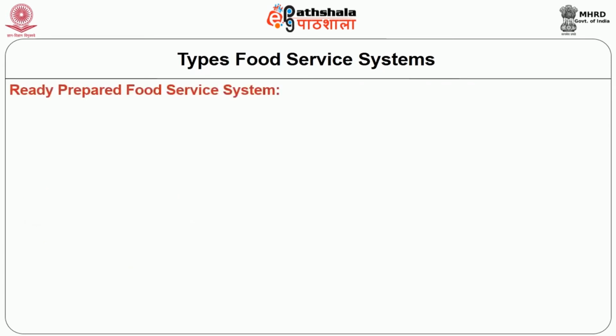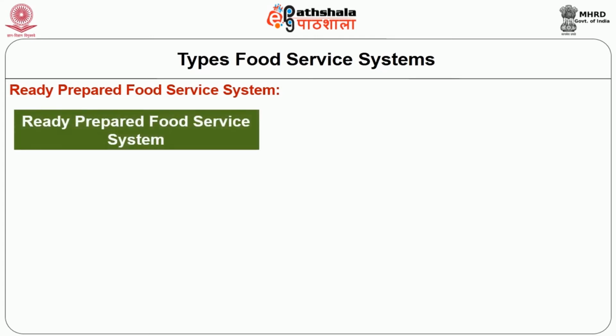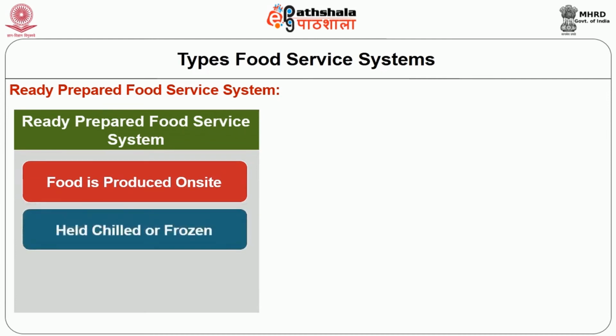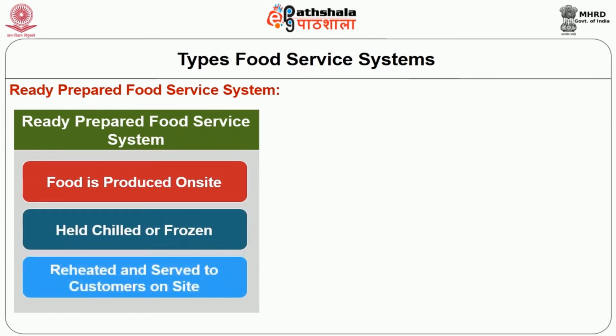Now we are moving on to our third type of food service system, the ready prepared food service system. The ready prepared system, as you know, has been in use for many years. In ready prepared food service system, food is produced on site, held chilled or frozen, reheated and served to customers on site.